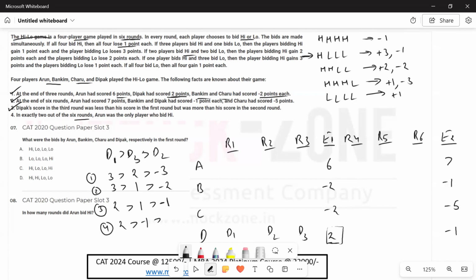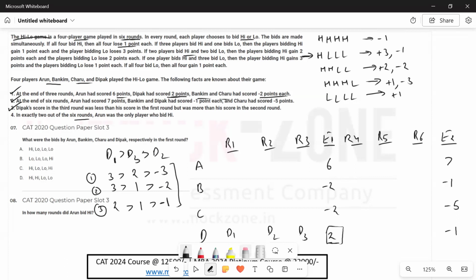And if it is minus 1, even if D2 is minus 2, the sum is not possible to be plus 2. So this case is not possible. So any other case is not possible where D1, D3, and D2 will make a sum of plus 2. So these three cases are possible, such that D1, D3, and D2 will make plus 2 as the sum by the end of round 3.